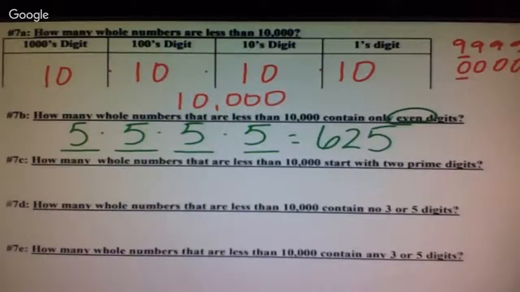Okay? So now, here we go. We're going to go back to some old school math. I don't care about the last 2, but I want the first 2 to be prime numbers. So, if I don't care about the last 2, how many options does that give me? 10.